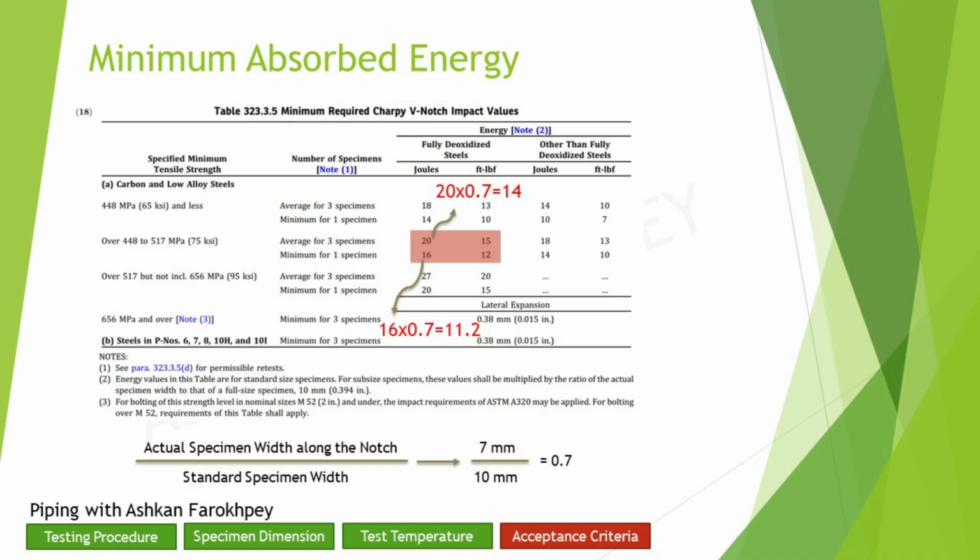material. But these quantities in the red box are not final numbers that we need to check. According to note 2 of this table, if your sample's width along the notch is below and not higher than the standard size of 10 mm, the minimum energy is calculated based on this formula. In this case, as an example, our specimen's width along the notch is 7 mm and the standard size is 10 mm. So 20 joules multiplied by 0.7 would be 14. And this is the minimum required energy for the average of 3 specimens. Accordingly, 16 joules multiplied by 0.7 would be 11.2 joules, which is the minimum acceptable amount of energy to be absorbed by one specimen during impact testing.